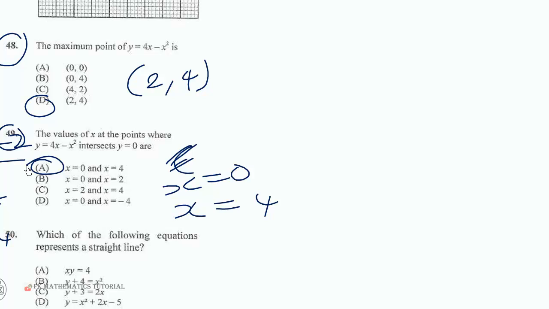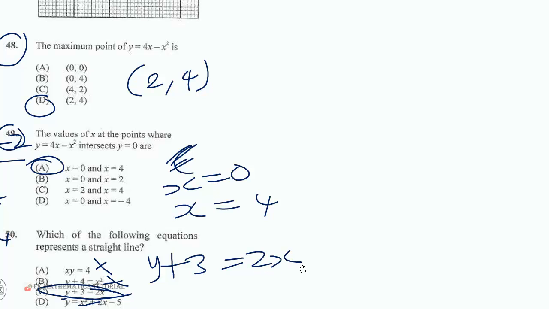Which of the following equations represents a straight line? For a straight line equation, we don't have an xy term. We don't have an x squared term. The highest exponent should be 1 in a variable. So you can see that y has power 1, x also has power 1. So this is a linear equation. For the last one, D, there is an x squared there, so that is not the correct answer. So y plus 3 equals 2x is the linear equation. So option C is correct.